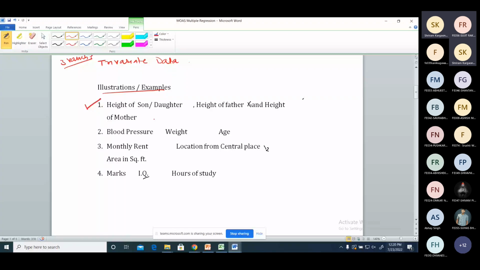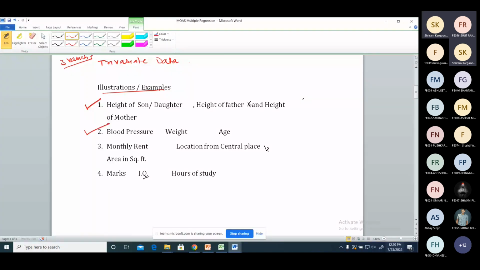Then blood pressure. Everybody knows that blood pressure depends upon the age and the weight of a person. You cannot determine the blood pressure on the basis of only weight, or on the basis of only age. You need all three variables. Minimum these variables will be there. So here we use the multiple regression.